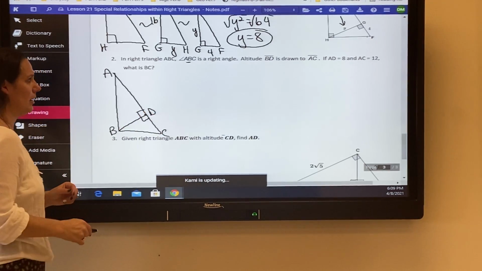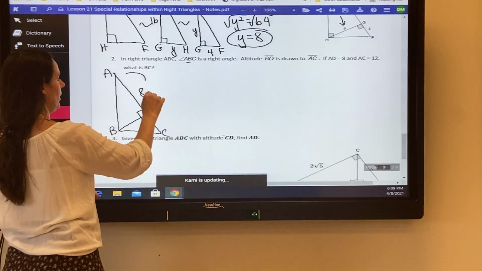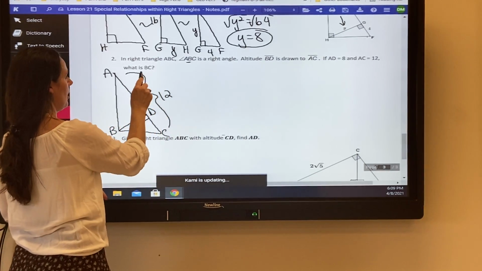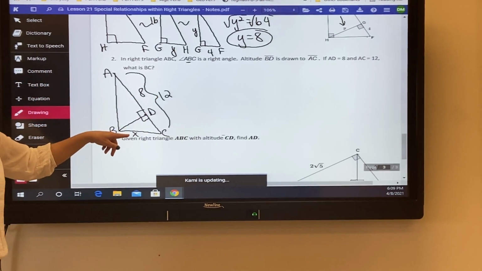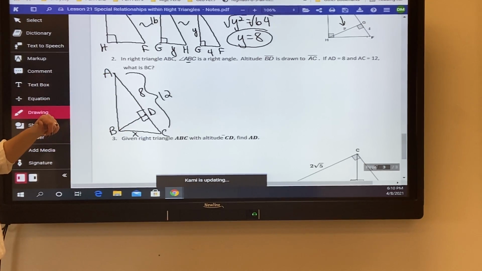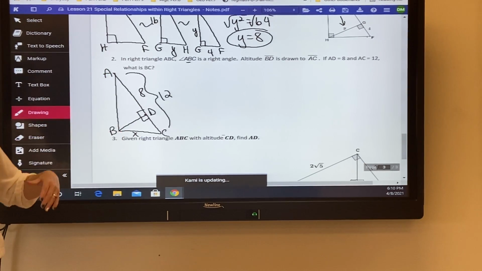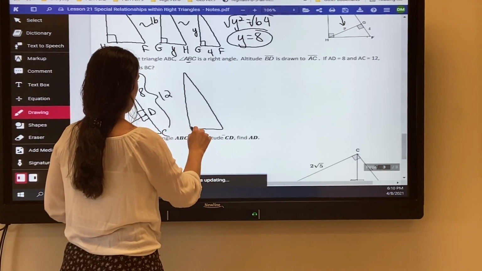So BD is drawn. And we have this length of AD, which is 8. We have this whole length of AC, which is 12. And we want to find what is BC, so we're going to put an X right down there. Okay? So now, this is the same kind of diagram we've been working with all along, where we know that we've got three different right triangles in the diagram that are all similar to each other. So let's redraw them.